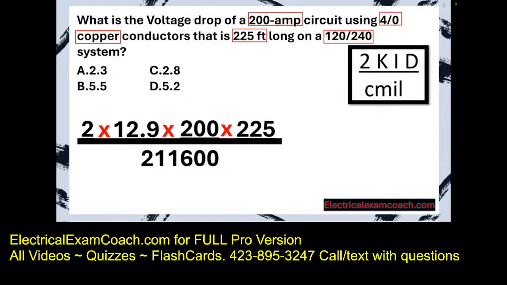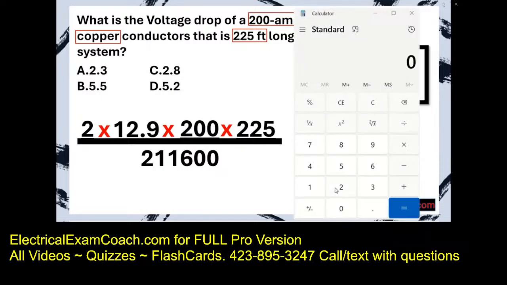Now all we have to do is go to our calculator and plug in our values. We take 2 multiplied by 12.9 equals, multiplied by 200 equals, multiplied by 225 equals, and then we divide that by 211600. And it's as simple as that. That lets us know that we have a 5.48, which we would round up to 5.5 voltage drop on this circuit. And we select B. Great job.